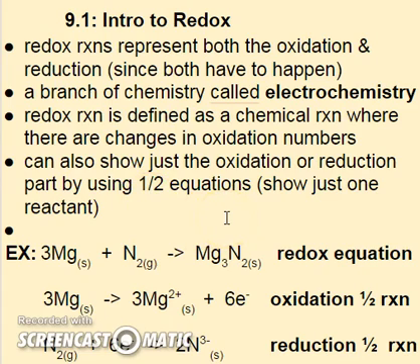So if we show just the half reactions for each, the half reaction for magnesium would be showing the 6 electrons lost, so they're shown as a product on the right-hand side. And the nitrogen would be showing it's gaining 6 electrons, so they'd be shown as a reactant on the left-hand side.